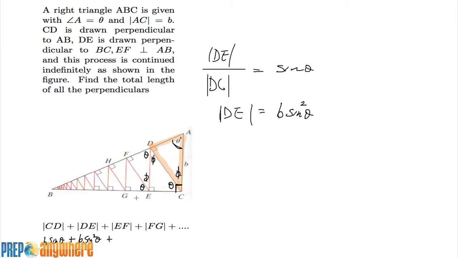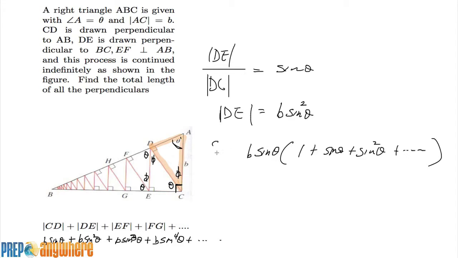And guess what? If you do that for EF, all we have to do is just times by sine of theta again. So this is going to be cubed, next one's going to be to the power of 4, and so on. So let's actually factor out B sine of theta, and we get 1 plus sine of theta plus sine of theta squared, and so on. So this is our sum.